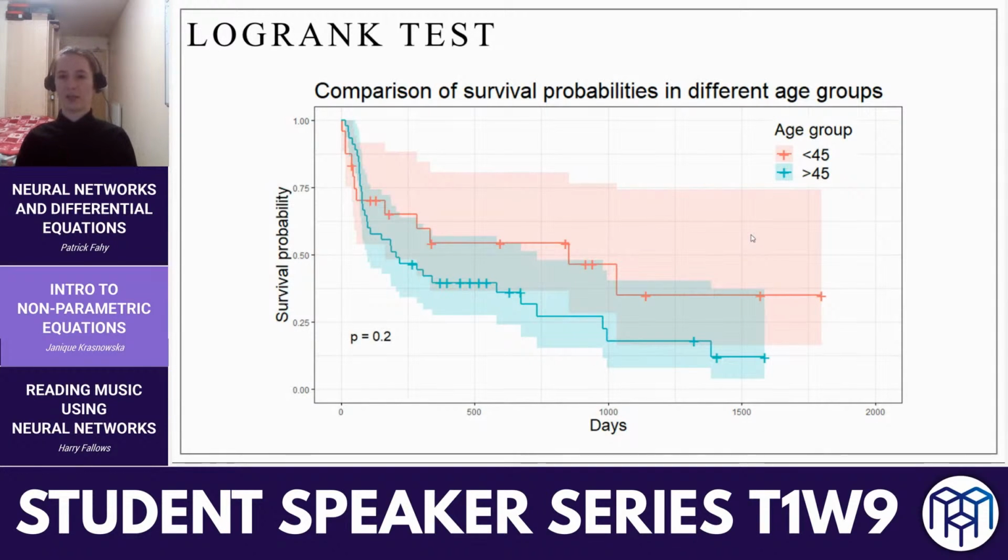So the red line is patients under 45 years, so it's a bit higher survival probability, what we would expect for statistically younger patients. And also the blue line of patients over 45 years old, which is lower survival probability, which is what we would probably expect for a bit older patients. But actually, when we, for example, do more analysis with this graph.